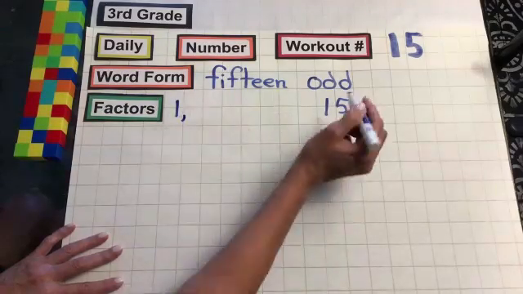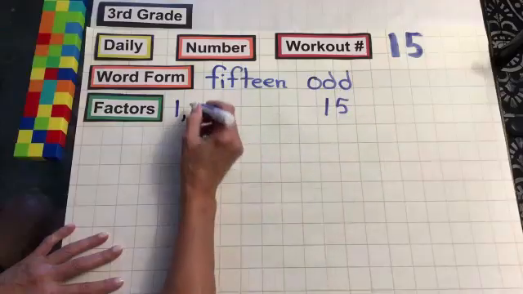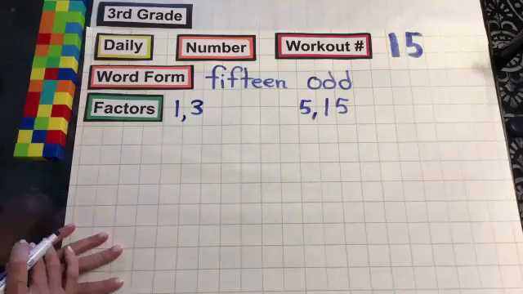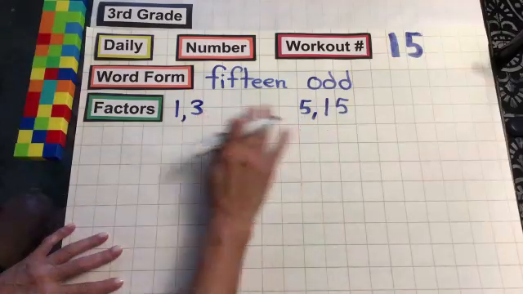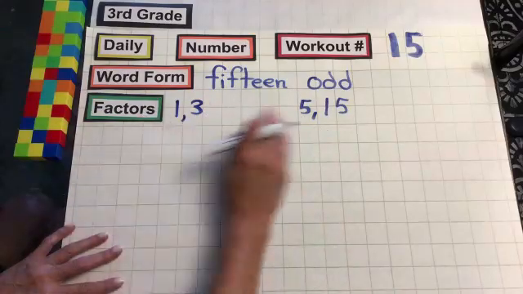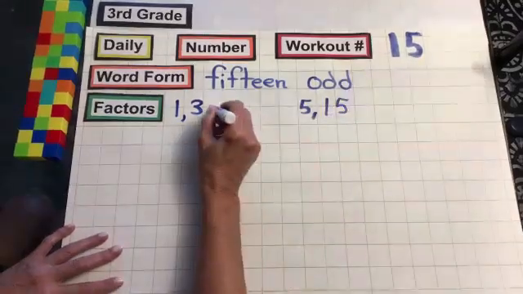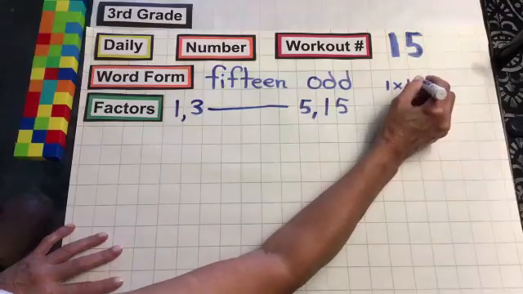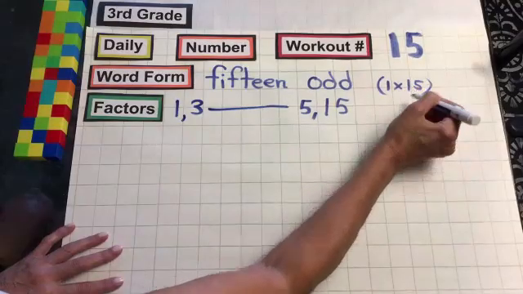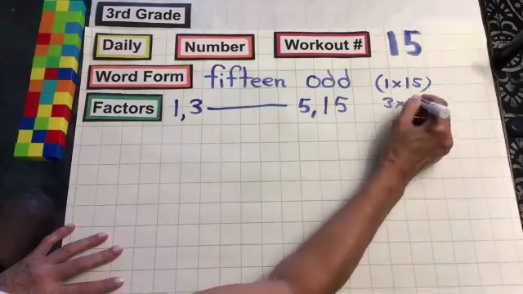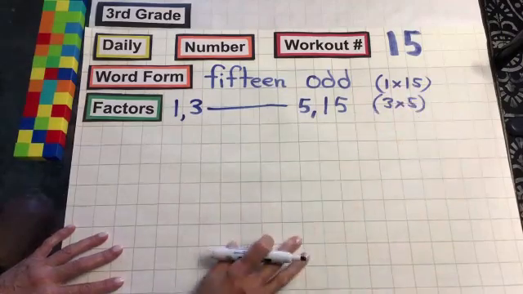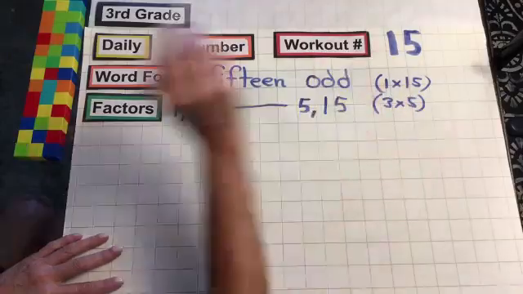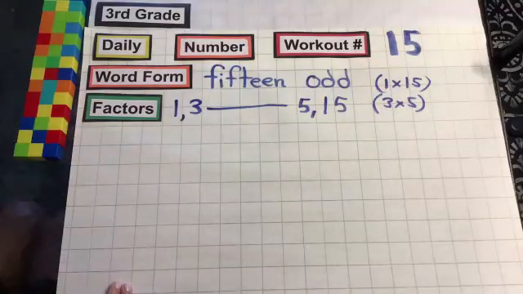So 2 doesn't go in because 15 is odd. 3 goes in times 5. 3 times 5 is 15. And the only number in between here is 4, and 4 does not go in because it's not even. So we are done. So we have 1 times 15, a factor pair, or 3 times 5. So because it has more than one factor pair, it is not prime.